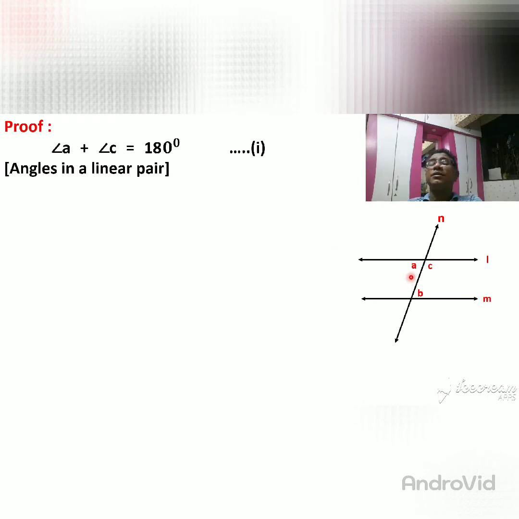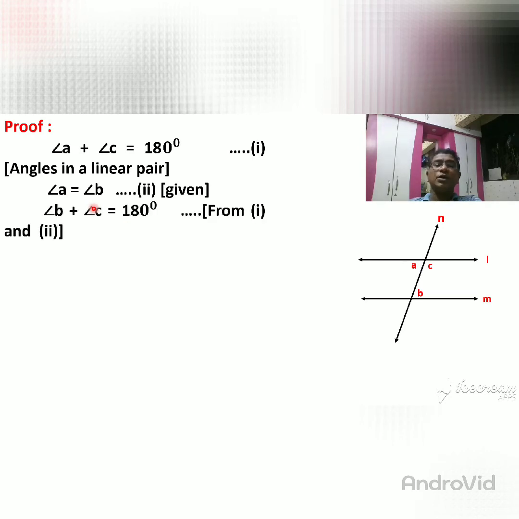Then what are they given? They are given A is congruent with B. So we write here A is congruent with B, and the reason is given. So instead of A, here I write B. Angle A plus angle C is equal to 180 degrees, and A is congruent with B, so instead of A we write B. So angle B plus angle C is equal to 180 degrees.